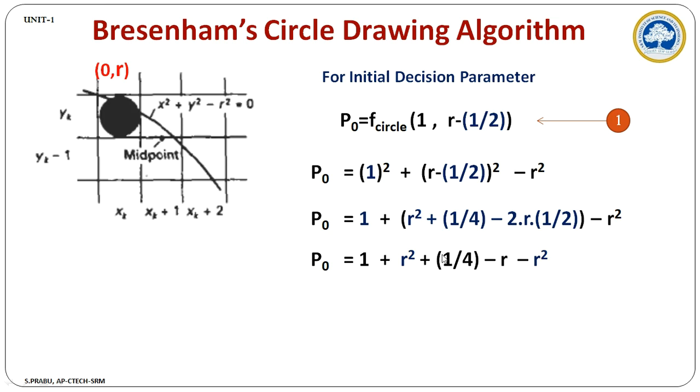So r square is there. Then 1 by 4 minus 2 will be cancelled. So I can get minus r square. So the two r square values can be cancelled. So I can get this value 1 plus 1 by 4 minus r.